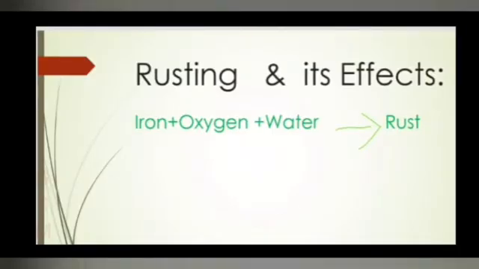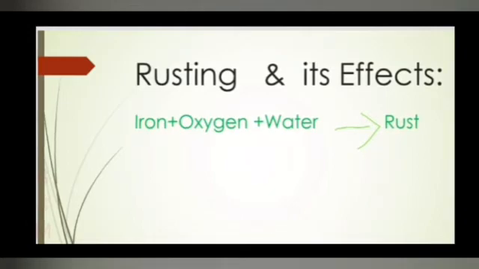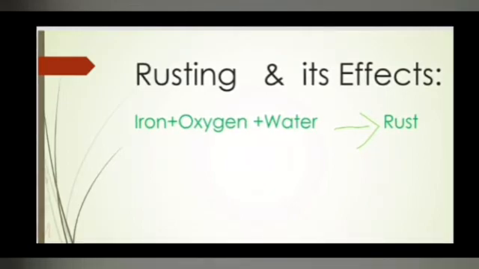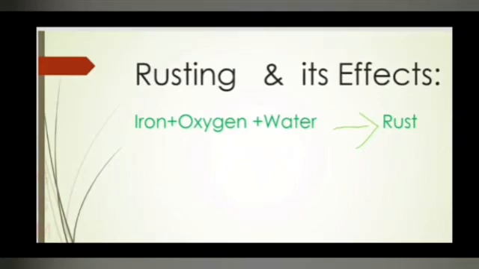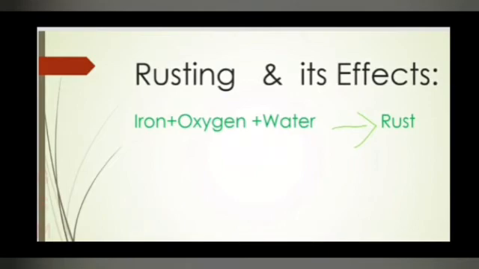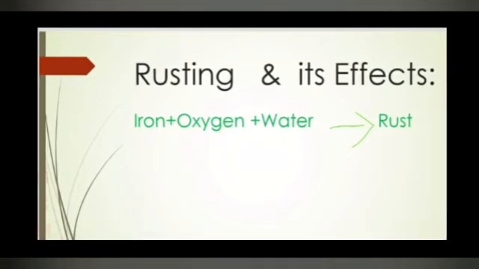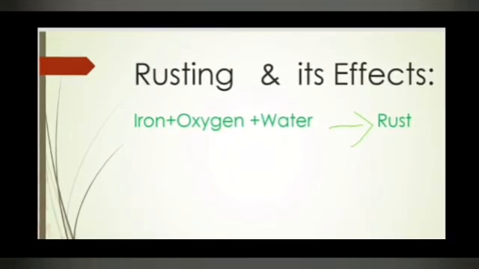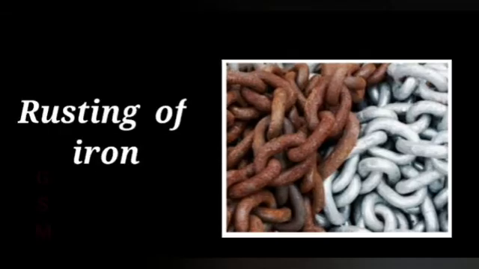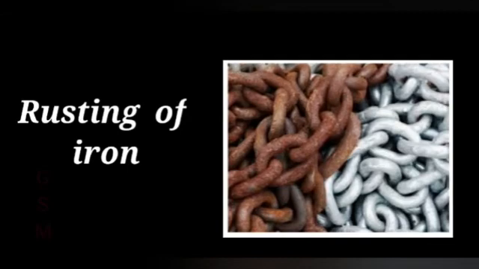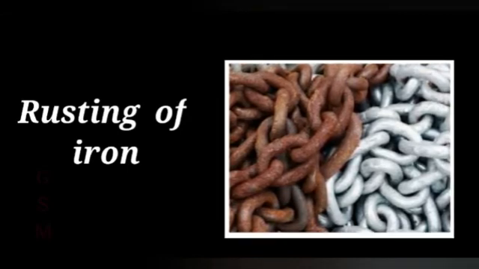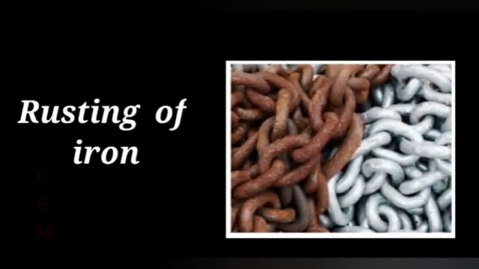Next we see one more chemical change, rusting. When objects made of iron come into contact with moist air, a brownish flaky substance called rust is formed on them. This process is called rusting of iron. The chemical equation is iron plus oxygen plus water gives rust. Rusting is a harmful chemical change that damages and weakens objects made from iron.